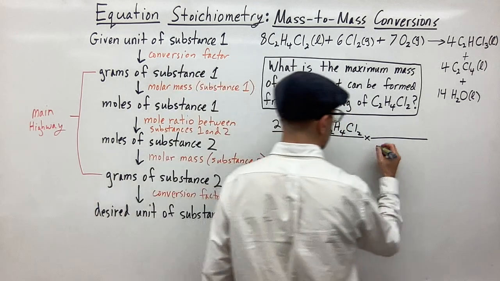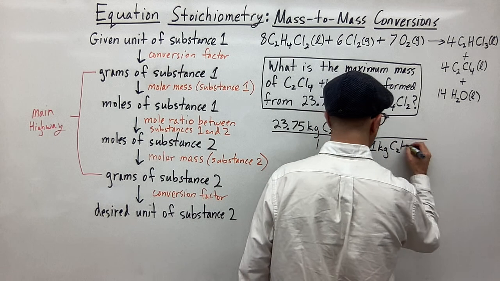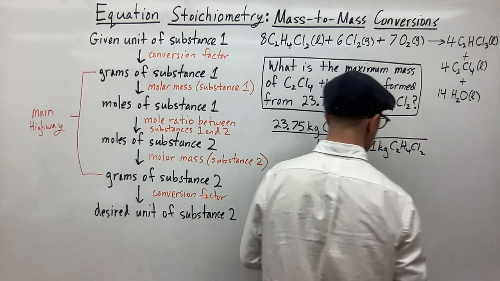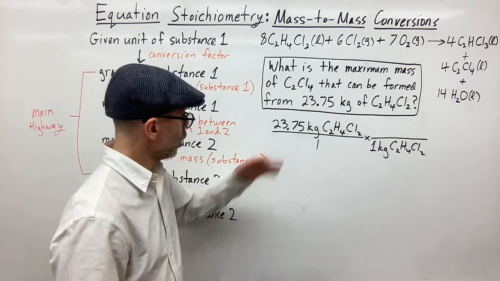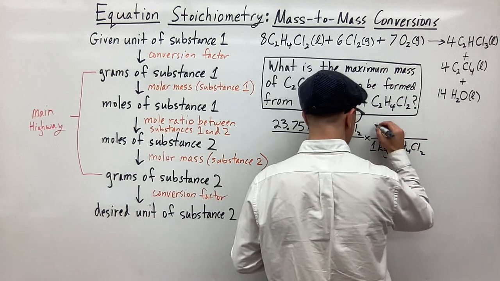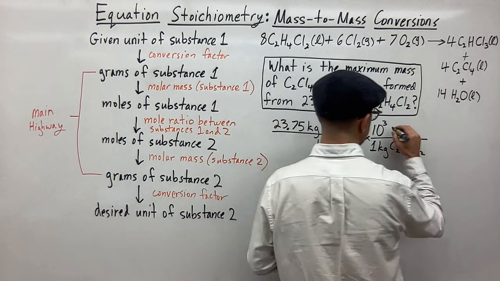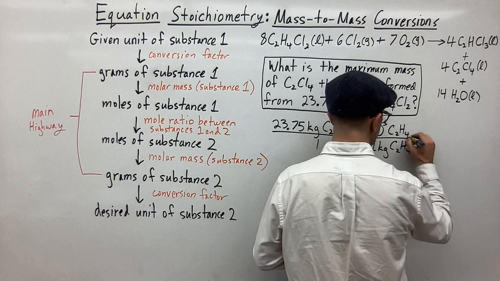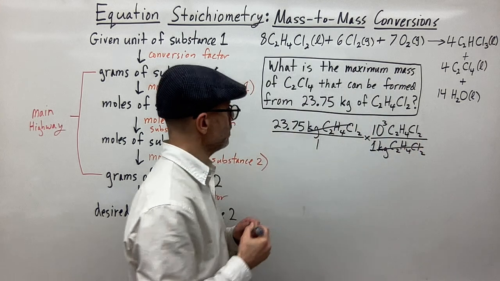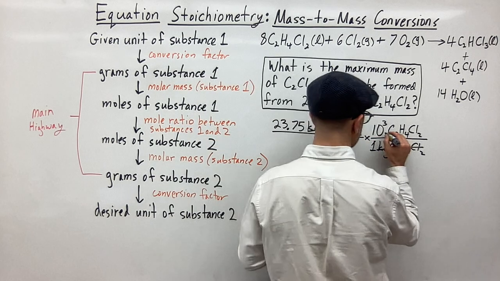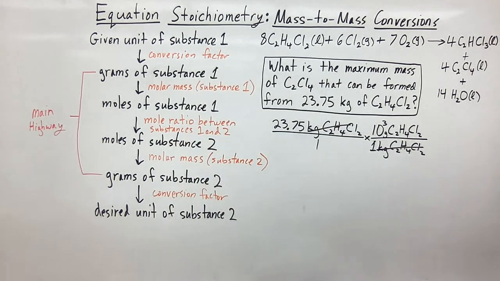Kilograms is on top, so I'm going to put 1 kilogram of C2H4Cl2. Then we're going to put the 1,000, 10 to the 3, or you could just write 1,000 there. 10 to the 3 is 1,000. So that's going to be grams of C2H4Cl2. So kilograms cancel out. Now, I forgot my grams. Don't forget the unit.